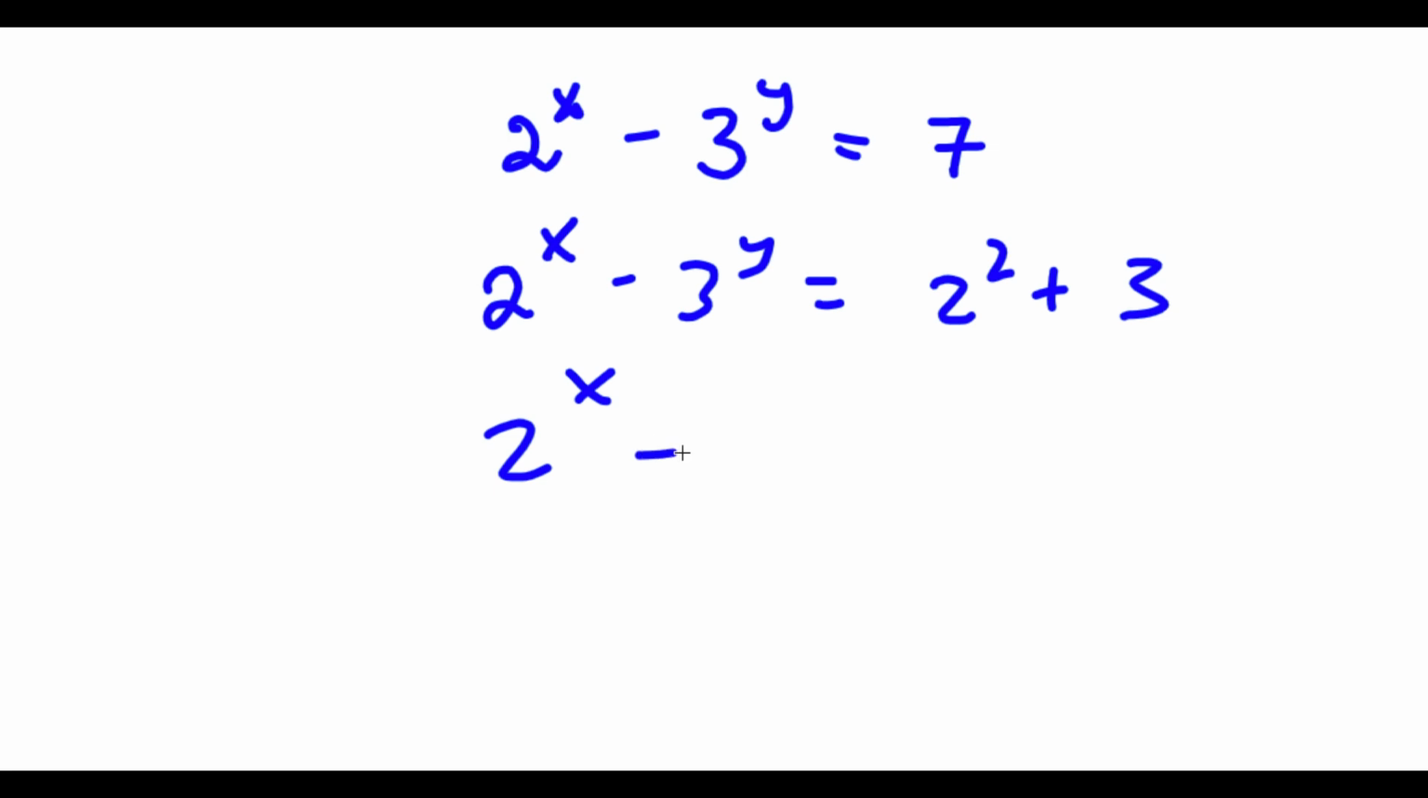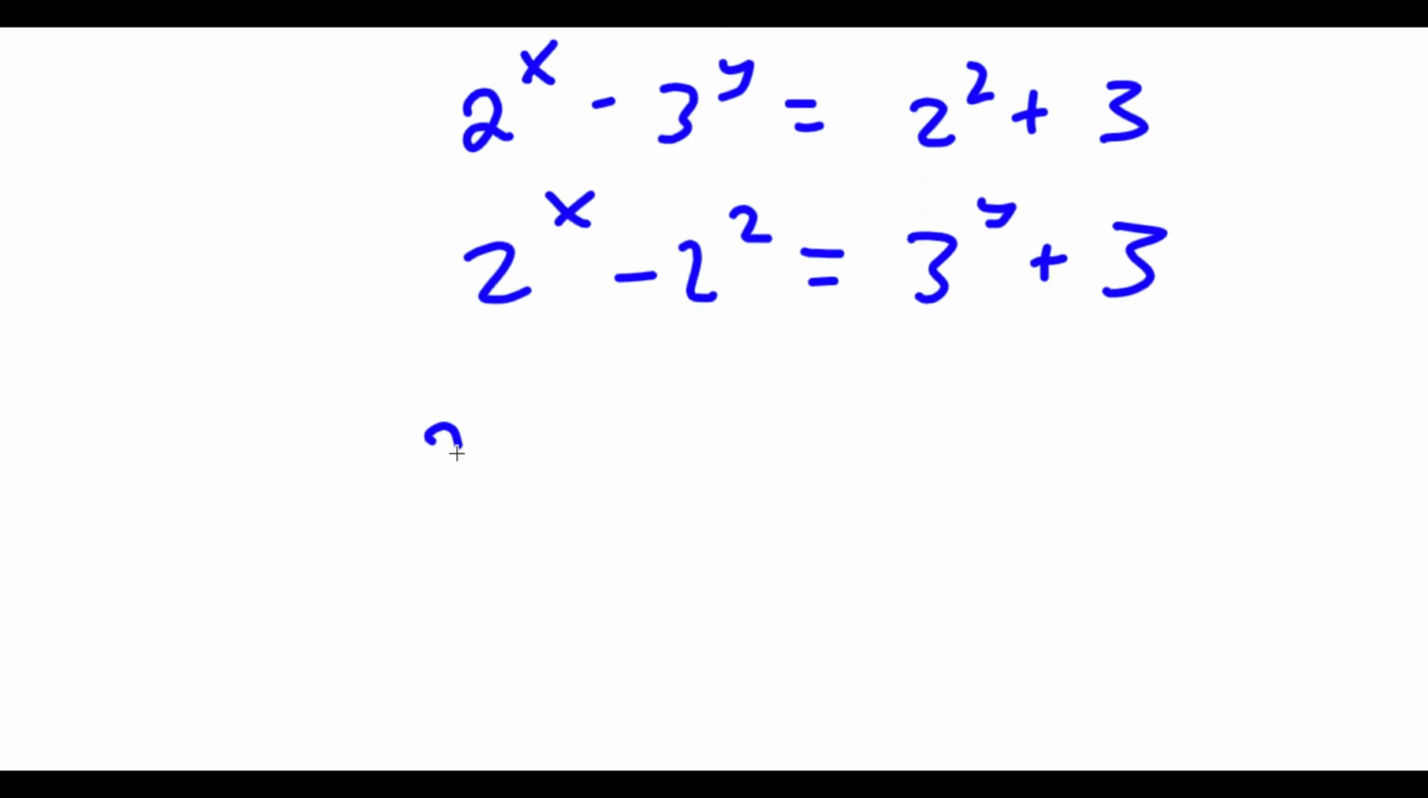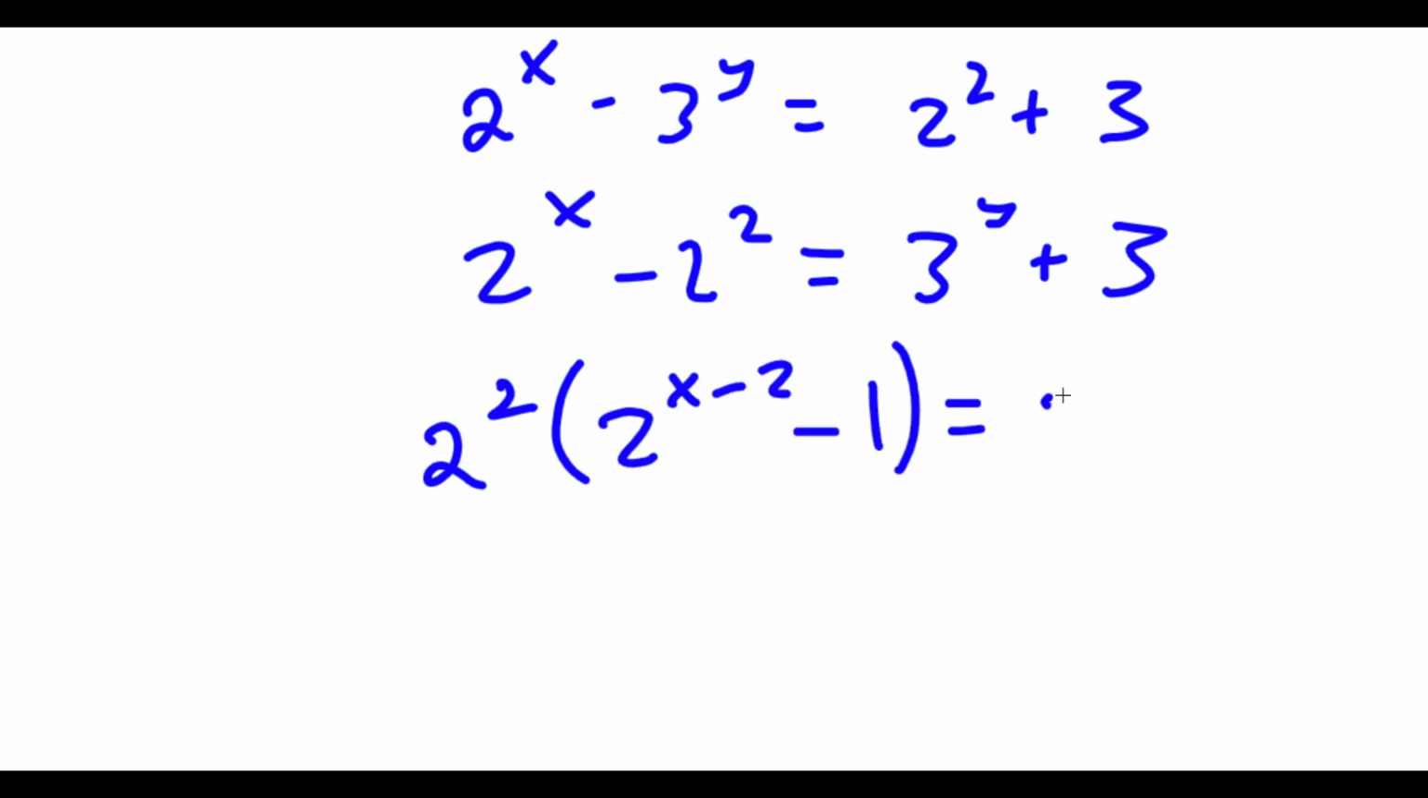So now I have 2 to the power of x minus 2 squared is equal to 3 to the power of y plus 3. Now if I factor out 2 squared from here, I get 2 squared times (2 to the power of x minus 2 minus 1) is equal to 3 times (3 to the power of y minus 1 plus 1).